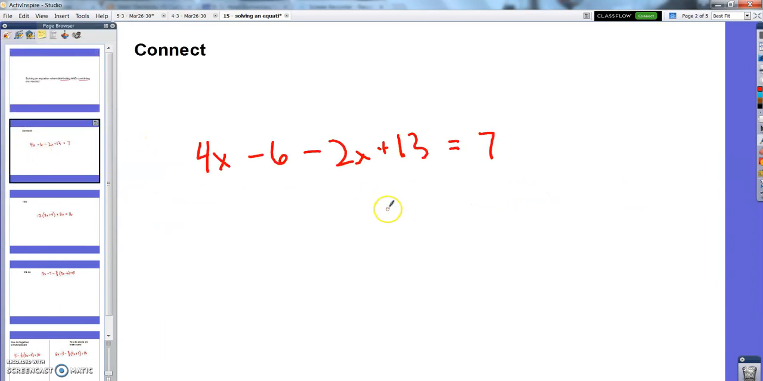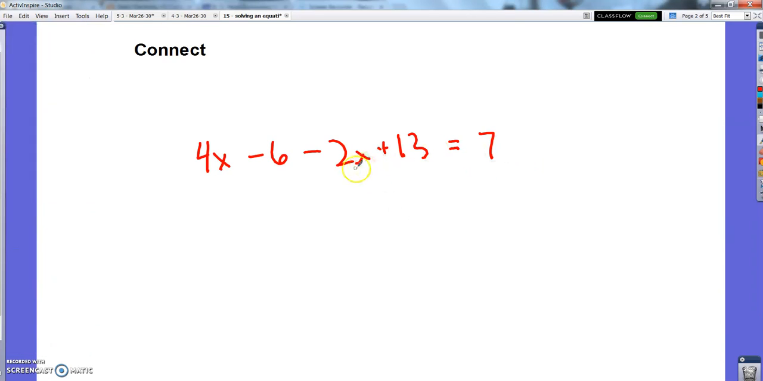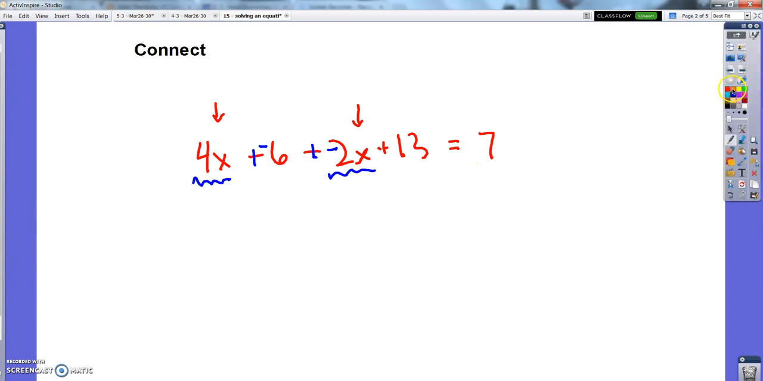Alright, so yesterday we worked on some equations like this, where you had to combine like terms before you solved it. This looks pretty hard to figure out what x is from here. But once we combined some like terms in here, it wasn't so bad. So we said add the opposite, and I had x's that I could combine, and I also had constants that I could combine.